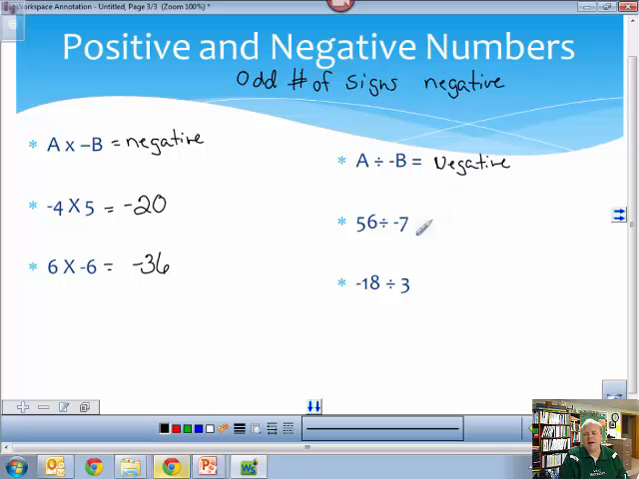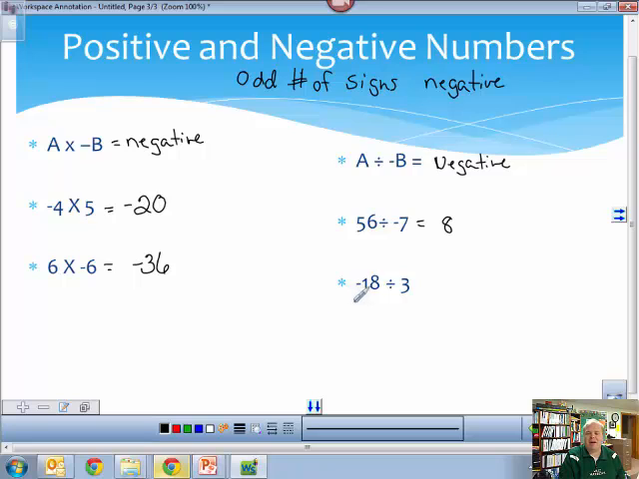Okay, now looking at 56 divided by a negative 7, that's going to be a negative 8, because I have only one negative sign, and I know from my rule up here that an odd number of negatives will equal a negative answer.